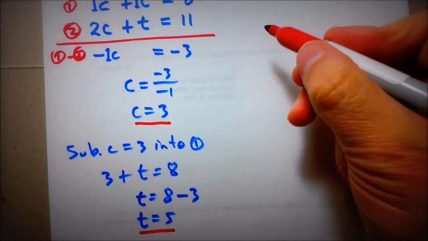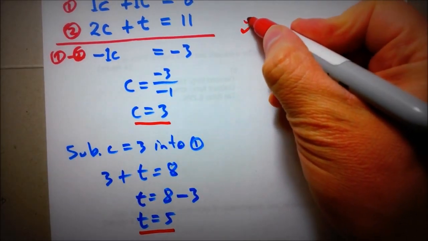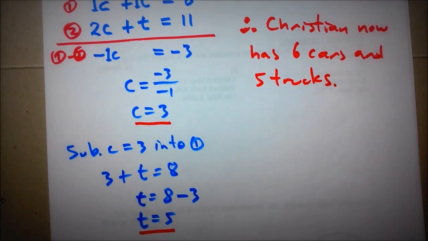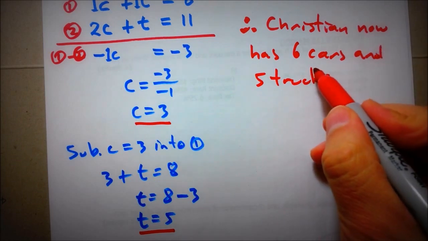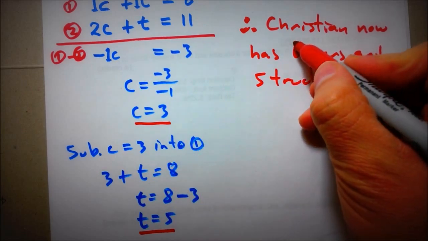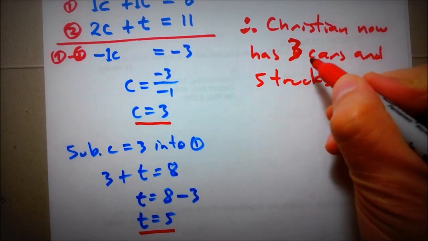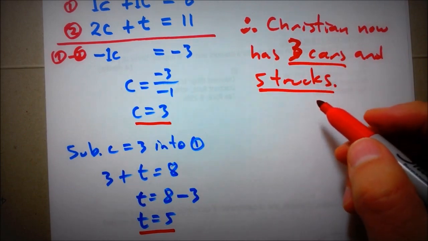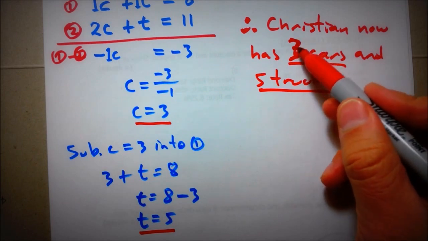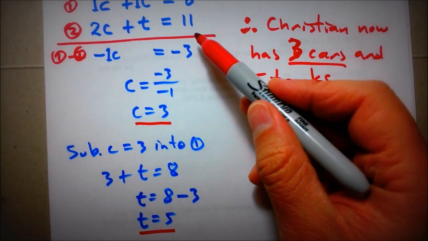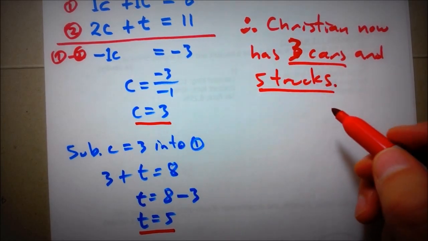Okay, so let's write this down. So therefore, we can say now that Christian has now 3 cars and 5 trucks. Okay, 3 cars now, right? And after his birthday, of course, he hopes to double, so he hopes to get 6 cars. And then, of course, if you check 6 plus 5, that gives us 11, which is what we expected after his birthday, of course.